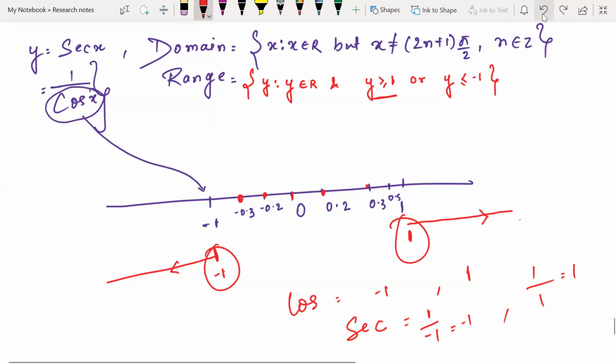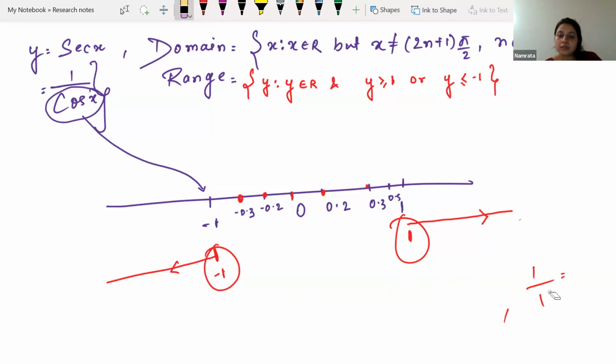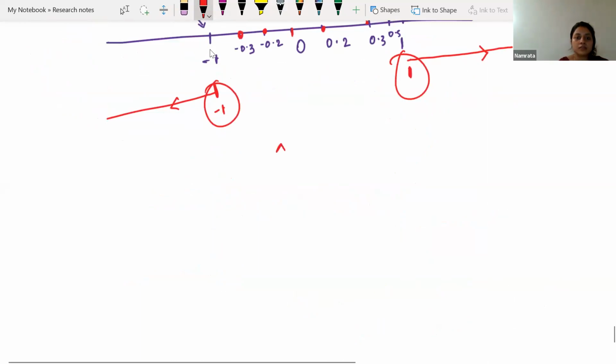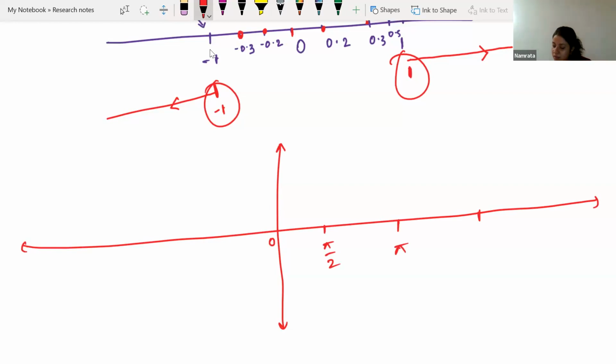Okay, let's move to the figure directly, the graph. So this is 0. Here we are having pi by 2. Here we are having pi. Let me check the time. Okay, still we will be able to finish this sec x and cosec x. Pi, 3 pi by 2 and 2 pi.